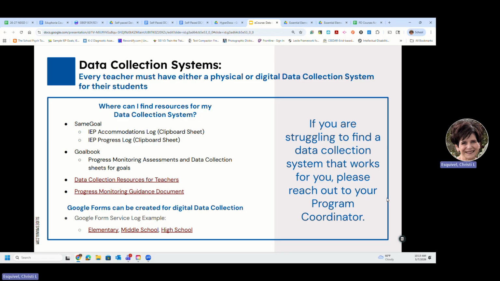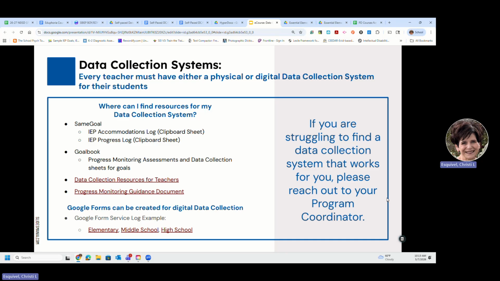It's the district expectation that every teacher have either a physical or digital data collection system for their students that can be accessed whenever needed. So, where can teachers find resources to use in their system? Data collection sheets for accommodations and goals can be printed from the student's IEP and Same Goal. Goalbook has progress monitoring assessments and data collection sheets for goals. Examples of these and other data collection resources can be found on a link on the hyperdoc or on this slide. Also linked is a progress monitoring guidance document.